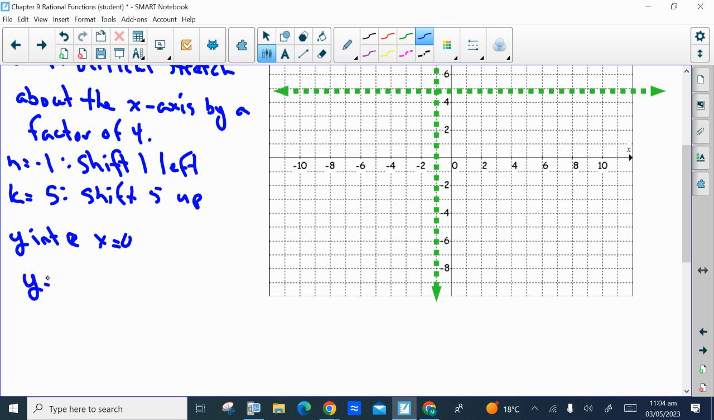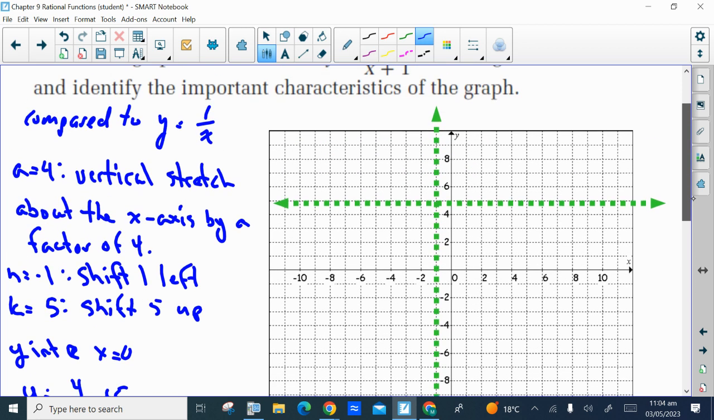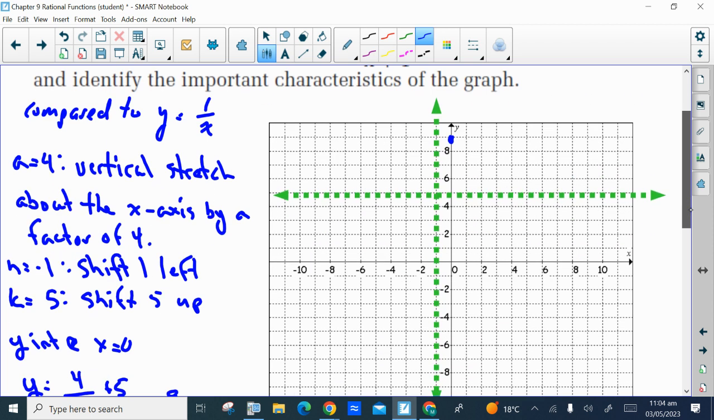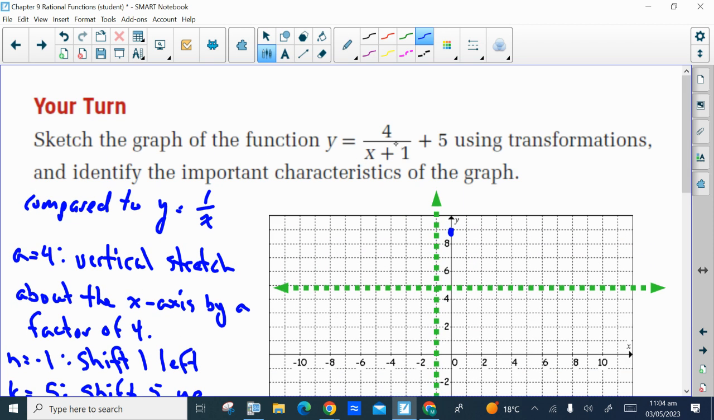So it'll be where y equals 4 over 0 plus 1 plus 5. 0 plus 1 is 1. 4 divided by 1 is 4 plus 5 is 9. There's our y-intercept at +9. Let's find one other point here by letting x equal 1. When x is 1 on the bottom, 1 plus 1 is 2. 4 divided by 2 is 2, plus 5 is 7. So the point 1 comma 7 is also part of this graph. So that's that branch of the graph.